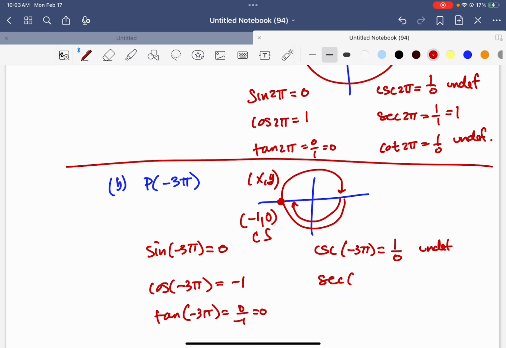My secant of negative 3 pi is going to be what? Negative 1. And my cotangent of negative 3 pi is going to be negative 1 over 0, which again is still undefined. So that's 9.